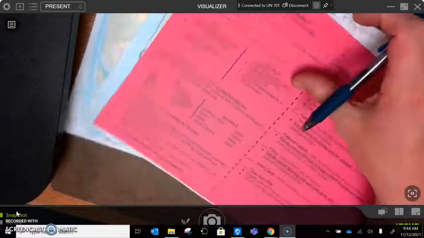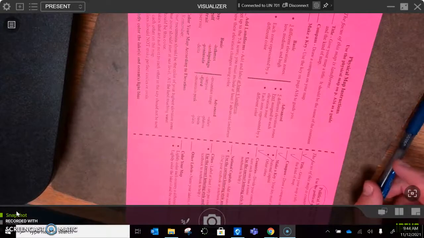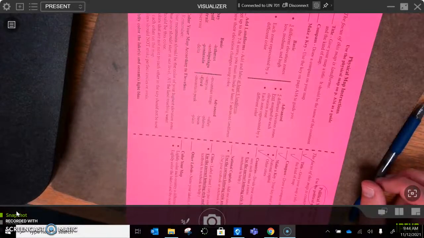When you are all done, all these things are going to go into your folder, and your folder is going to go to me. I'll tell you where to turn that in. That'll be obvious in the classroom. But yeah, I think that's it.